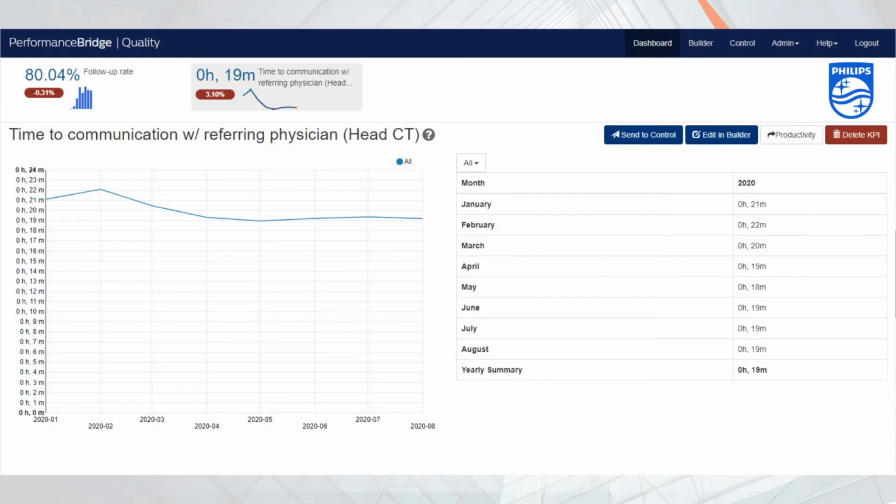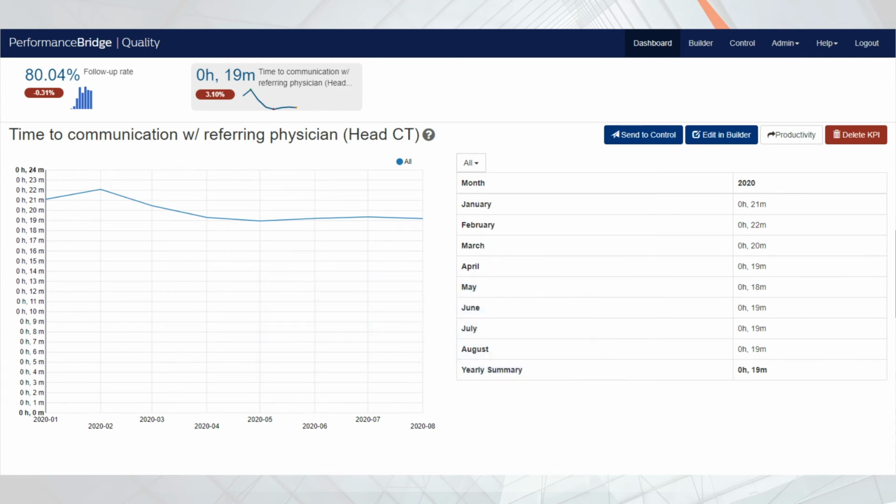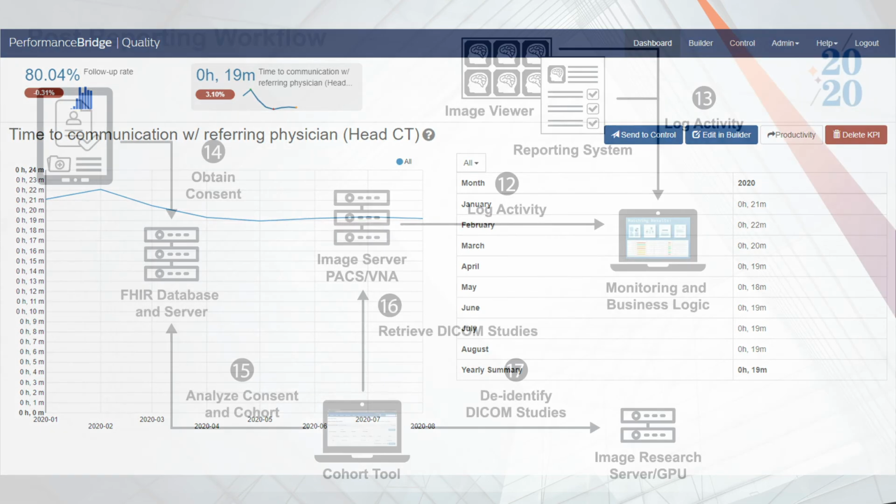The Philips Performance Bridge suite contains an application called Quality, which implements the IHE SOLE standard. Using this product, the impact of AI, resulting in increased efficiency in critical results communication, can be demonstrated, and the value of AI can be demonstrated to appropriate stakeholders.